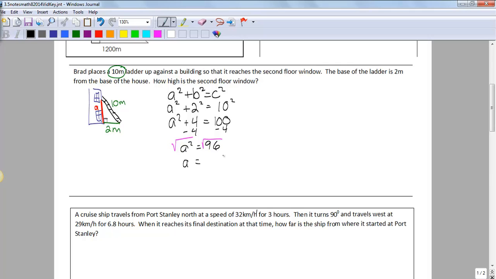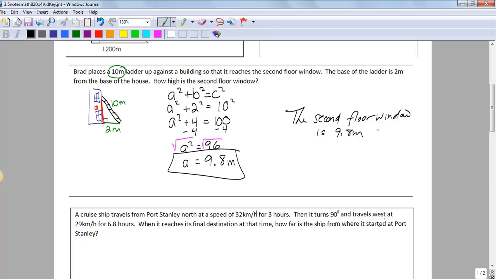I can estimate. I know that the square root of 100 is 10, so this will probably be 9 point something. Let's see, 96? Yep. I'm going to say 9.7979, so let's just say 9.8. And the units we're in are meters. So my concluding sentence is the second floor window is 9.8 meters high. Awesome.